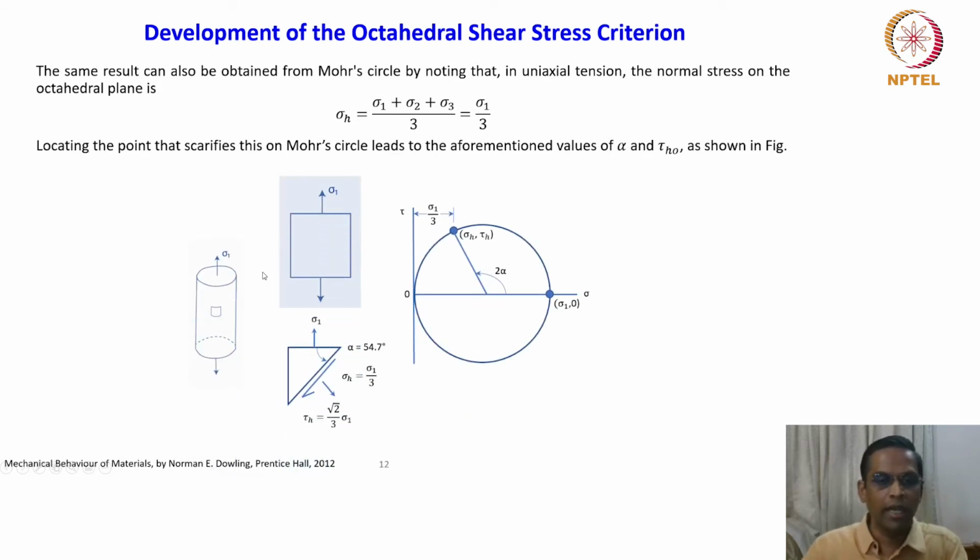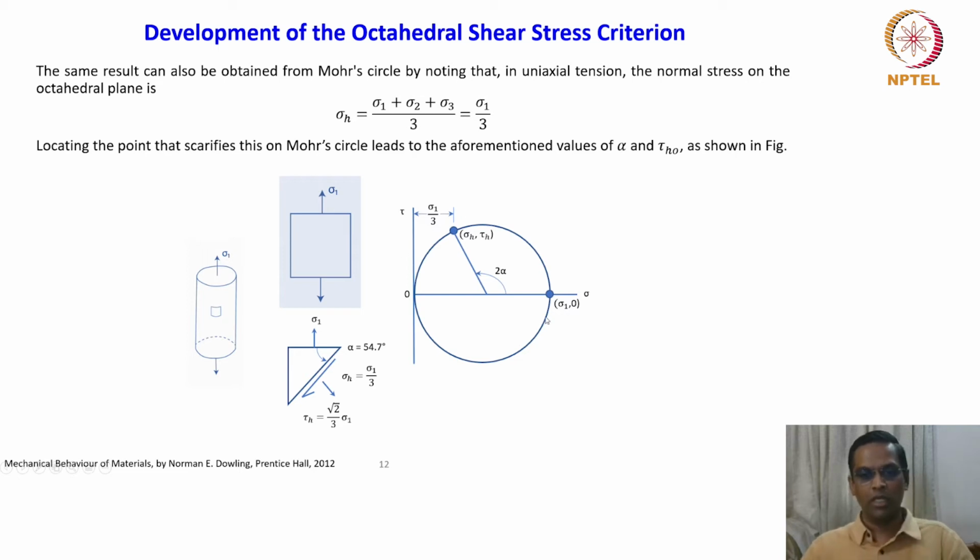So this is again uniaxial tension. This is a cylindrical member. This is a square member. We are looking at alpha equal to 54.7 degrees, that is the orientation of this plane with respect to sigma 1, and sigma h is equal to sigma 1 by 3, and tau h is equal to square root 2 divided by 3 times sigma 1. This is what the yield criterion shows.